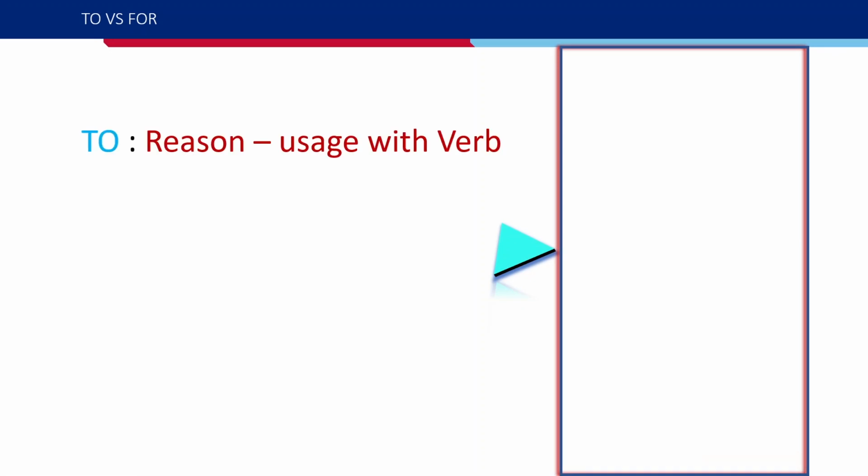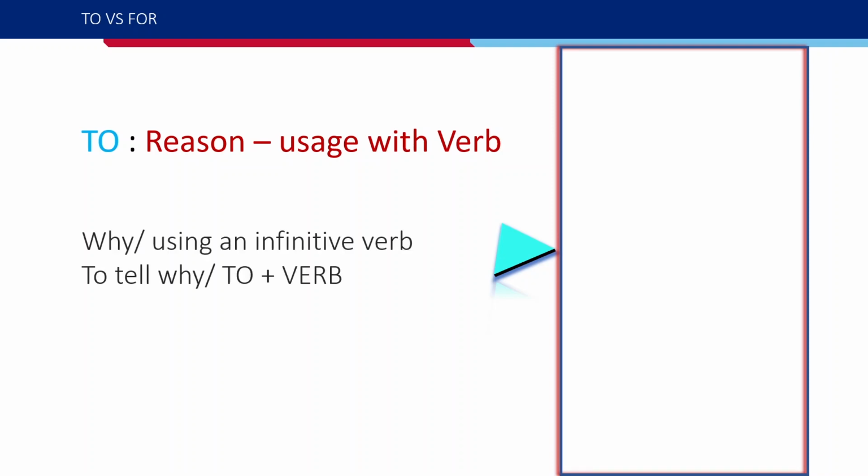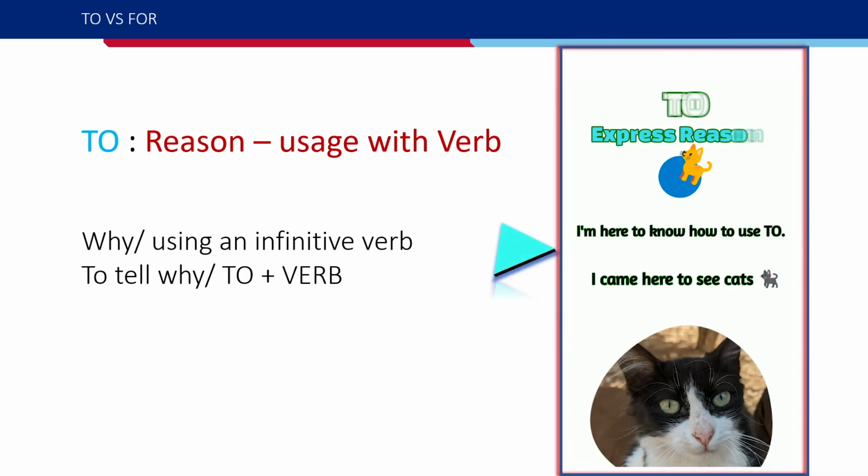When we talk about reason, you are saying why you are doing something, and we use it with an infinitive verb to tell why. For example, I'm here to know how to use "to", or I came here to see cats. I'm telling you why I'm here. I'm telling you a reason, and of course, I'm using a verb "to". It is an infinitive form of a verb.